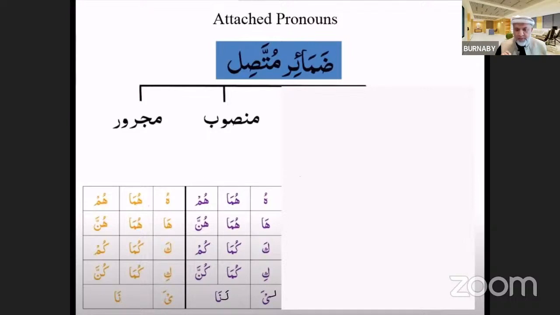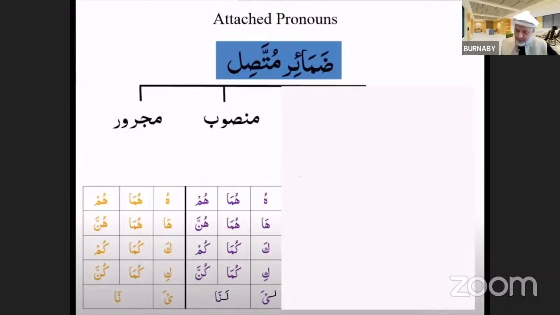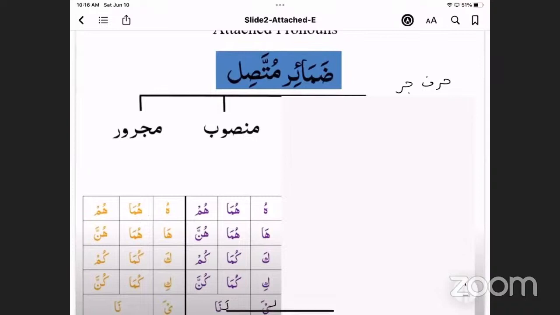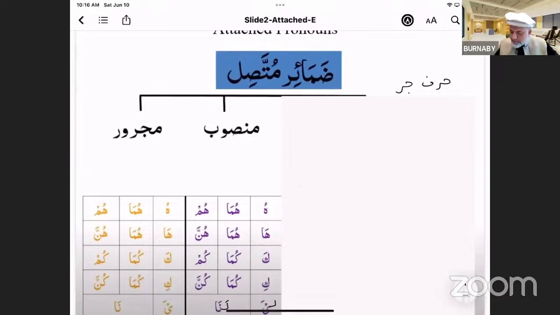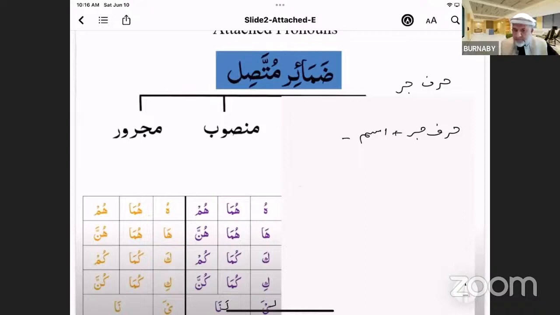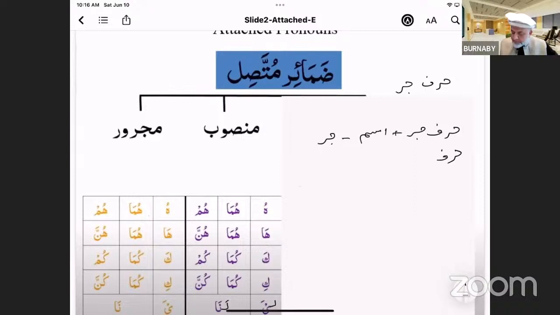Okay. So, let me ask you a question. If there is a harf jar, or let's write over here, harf jar. Does it come with the noun? And what is the status of this noun? Jar, majroor. Okay. So can the huroof al-jar come with the pronoun?